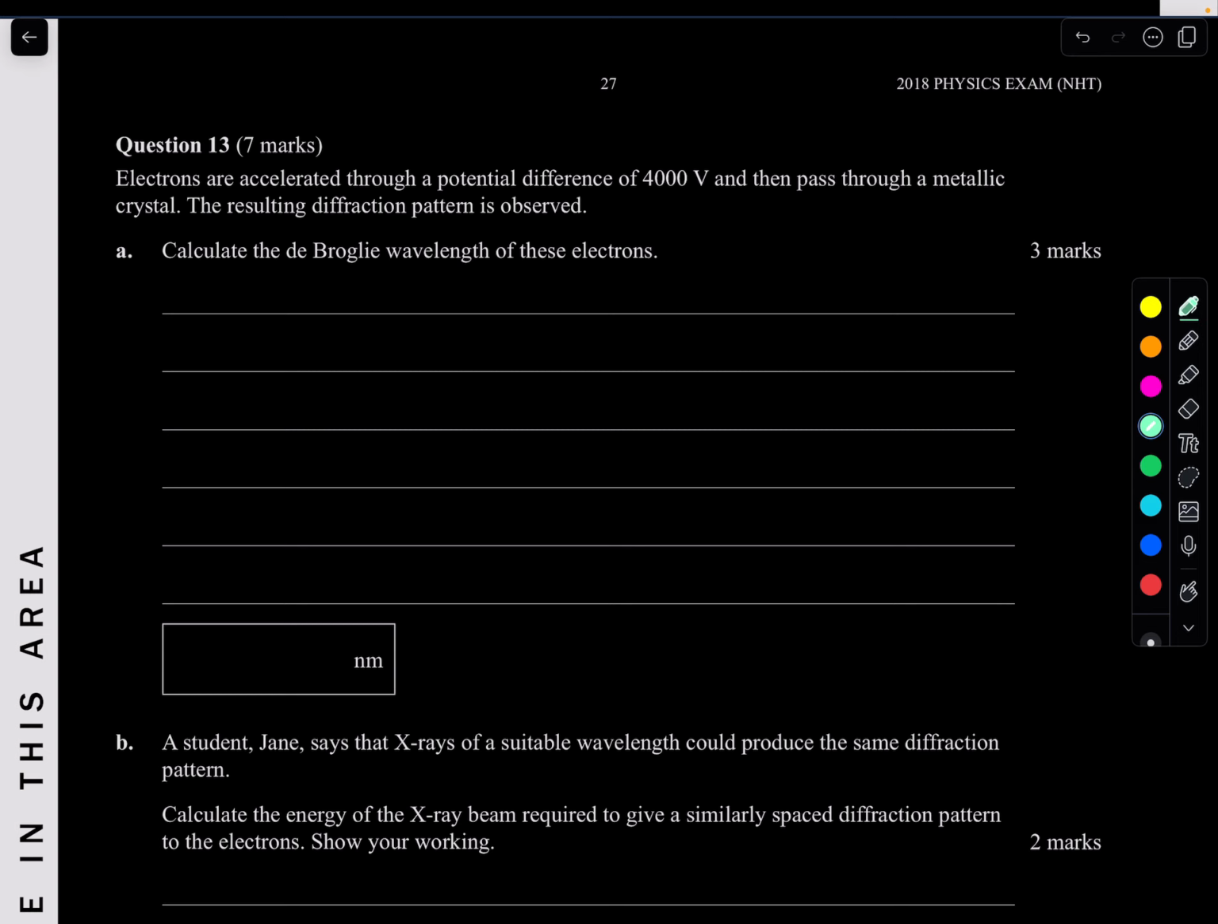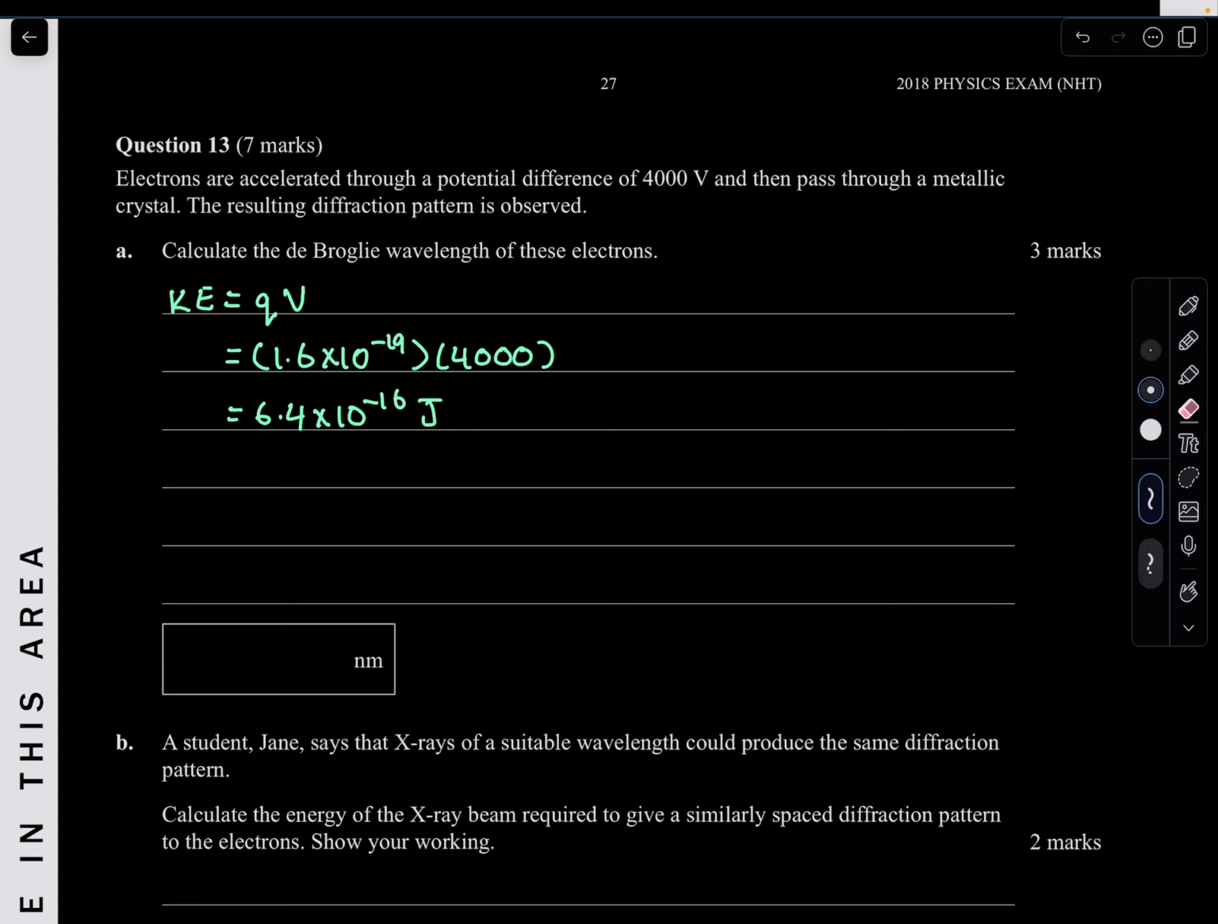Easy. If we're given the voltage, we can calculate the kinetic energy from that, because kinetic energy is your charge times your voltage. It's an electron, so the charge is 1.6 times 10 to the negative 19, and the voltage is 4,000 volts. This will produce 6.4 times 10 to the negative 16 joules of energy. If we have our kinetic energy, we know from this formula on my summary sheet that momentum is the square root of 2 times the mass times the kinetic energy of the electron.